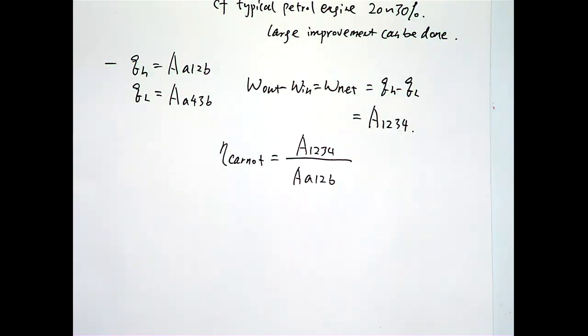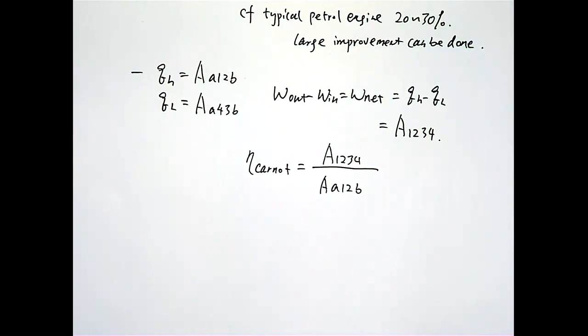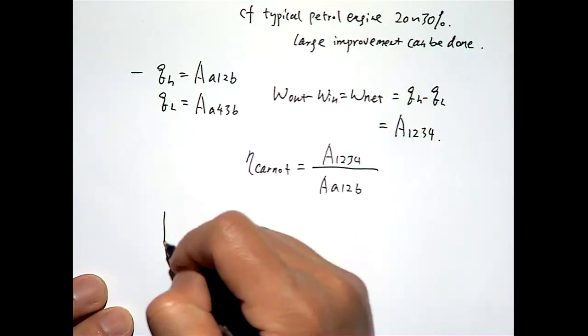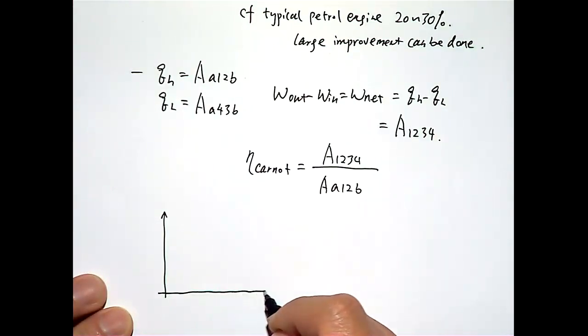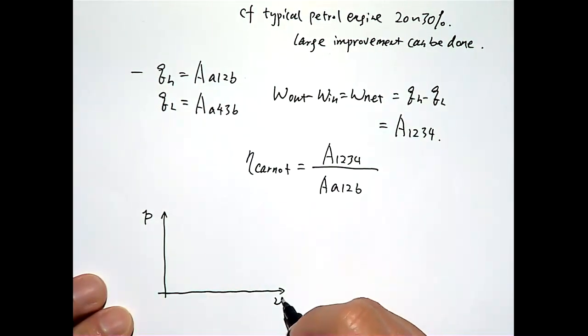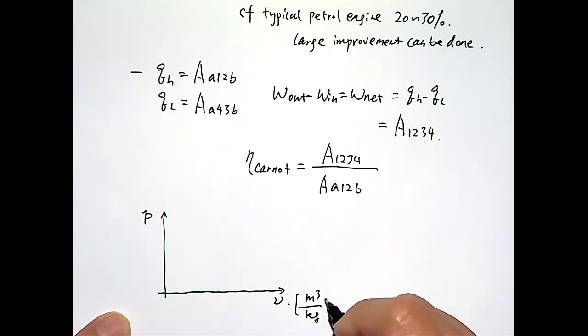So just as I said, we can use different pairs of independent intensive properties to draw a cycle. We chose to use a TS diagram, but we can also use other diagrams. Just quickly to show you, other combinations are also possible. We can use a PV diagram, the pressure versus the specific volume, in meters cubed per kilogram. The mass specific volume, right?